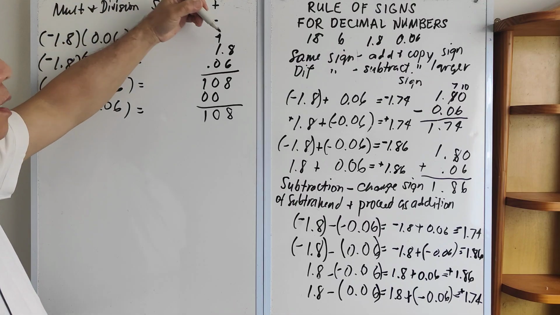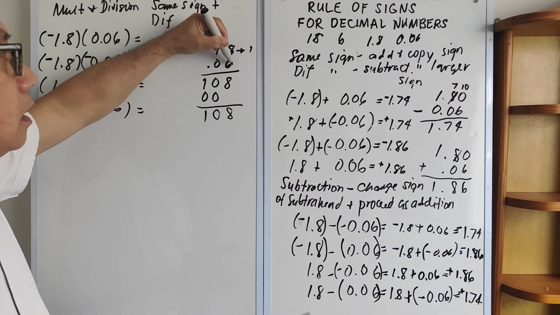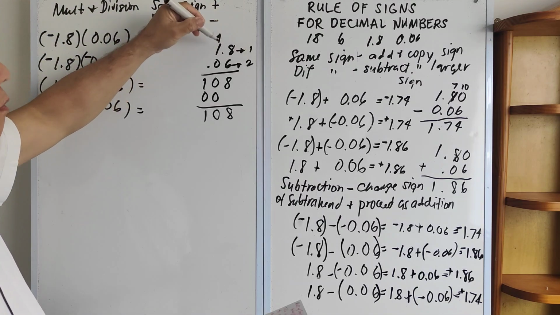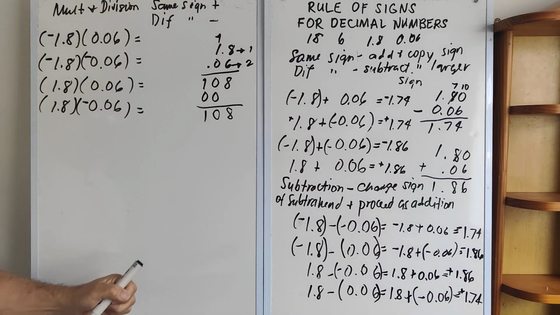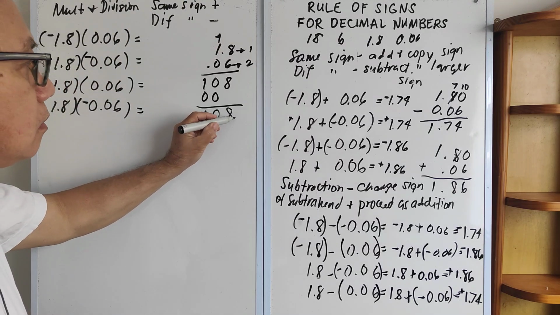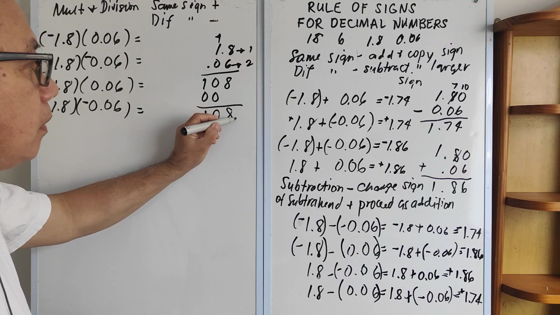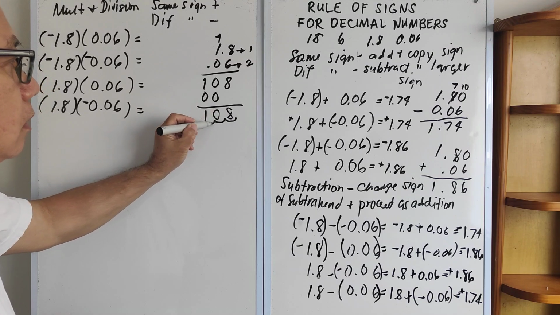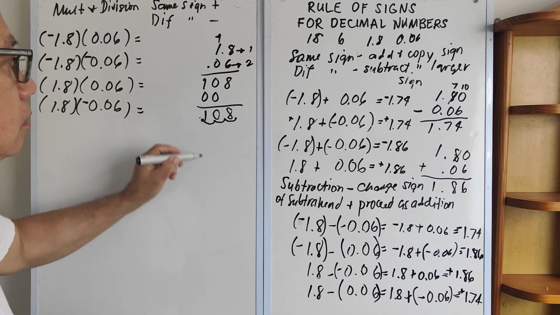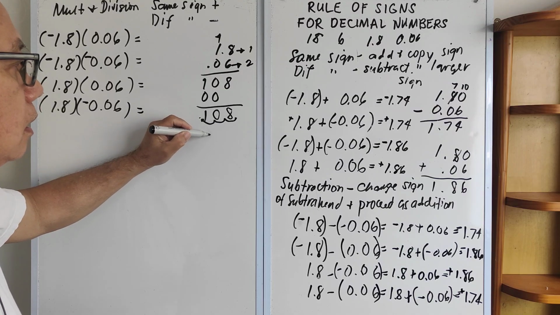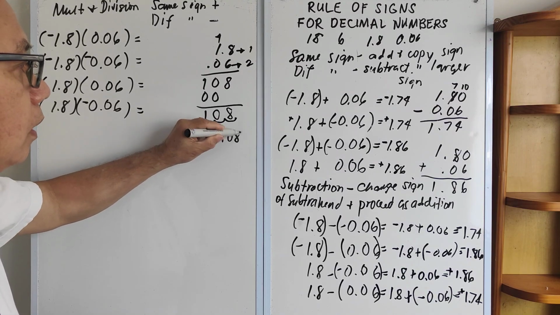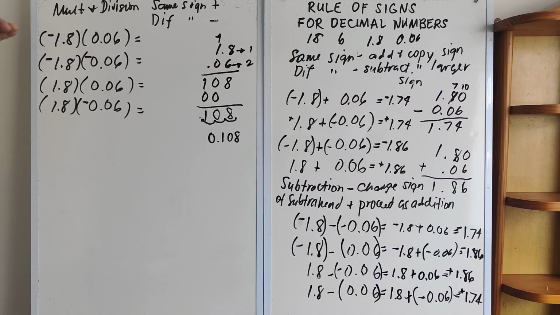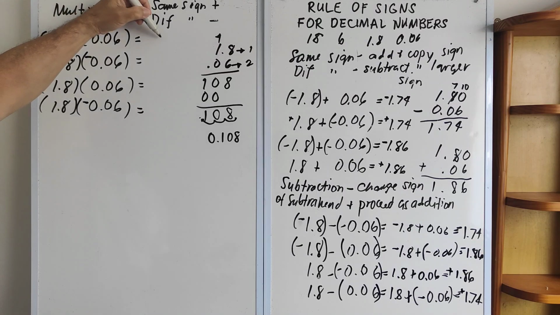Now we count the decimals. This one has 1 decimal. This one has 2 decimals. So we add 1 plus 2 is 3. So we have to put 3 decimals. So from here, we move 3 places to the left. 1, 2, 3. So this will be your decimal. So your answer will be 0.108. Now in here, your answer will all be the same.